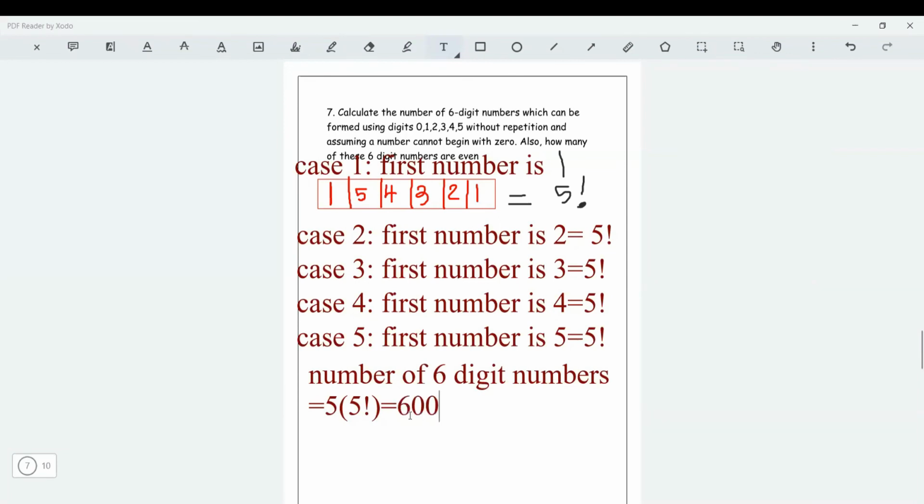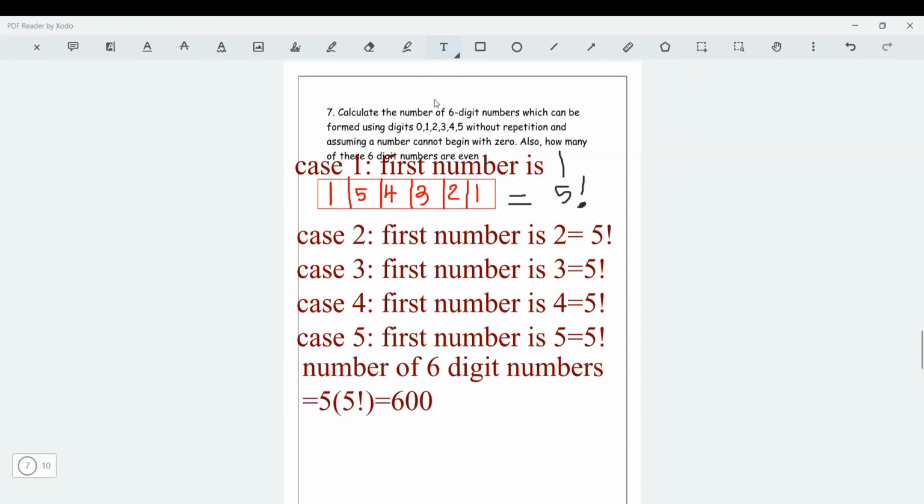So there are 600 6-digit numbers that can be formed from these 6 digits up here. Nice. Now the next part of the question says, also, how many of these 6-digit numbers are even?